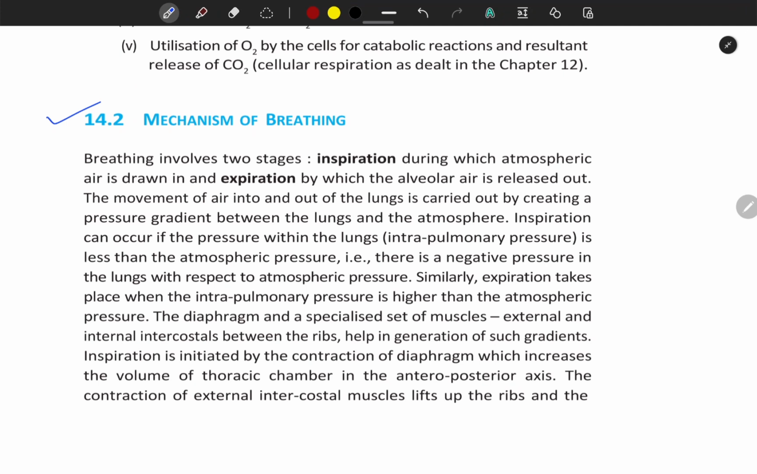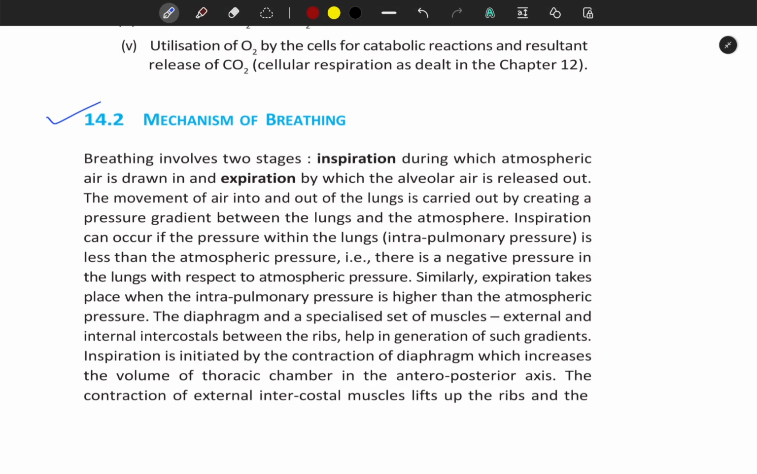14.2 Mechanism of breathing. Breathing involves two stages: inspiration, during which atmospheric air is drawn in, and expiration, by which the alveolar air is released out. The movement of air into and out of the lungs is carried out by creating a pressure gradient between the lungs and the atmosphere. Inspiration can occur if the pressure within the lungs, that is intrapulmonary pressure, is less than the atmospheric pressure. That is, there is a negative pressure in the lungs with respect to atmospheric pressure. Similarly, expiration takes place when the intrapulmonary pressure is higher than the atmospheric pressure.